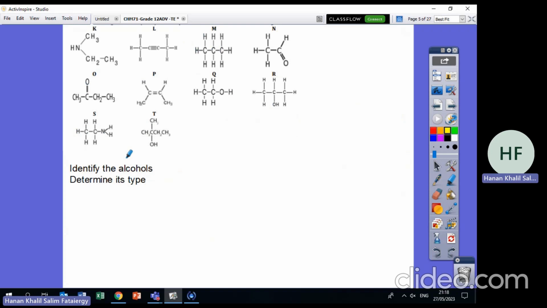Now I want you to do this practice. Identify the alcohols and determine their type. When I say alcohol, it means a compound that should contain an OH group. Now is this an alcohol? Of course not, because it has nitrogen. Now this one, remember, this one is C and H only. So this is a hydrocarbon.